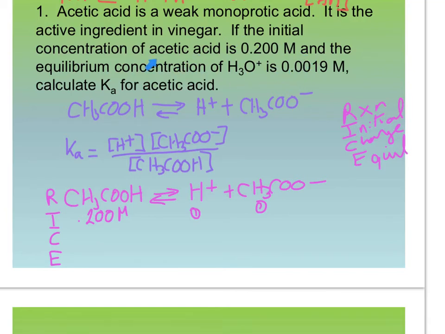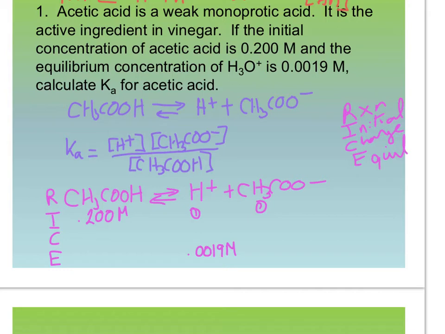Next, I am not told anything about the change anywhere here, but the only other number I'm given is that the equilibrium concentration of the H3O plus is 0.0019 molar. So where does that go? Well, it says equilibrium concentration, so that goes under equilibrium. And H3O plus is the H plus, so I put 0.0019 molar here.